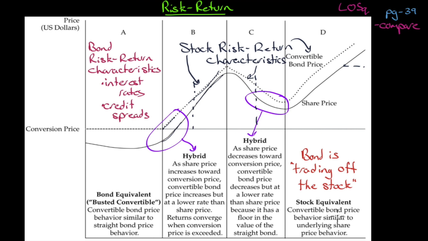And the risk-return characteristics here are stock equivalent risk-return characteristics. The convertible bond price behavior is similar to the underlying share price behavior. So at very high share prices, if the share price were up 2% that day, the convertible bond would show the same return characteristics as well, would be up 2% as well. So when it's below the conversion price, you have bond behavior. When it's above conversion price, you have stock behavior.